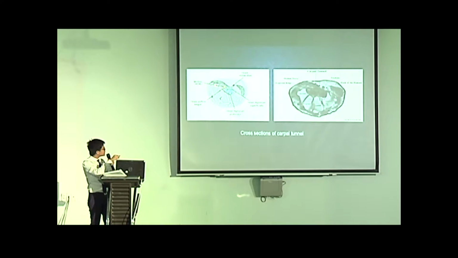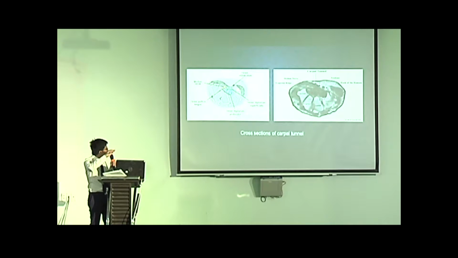You can see here the floor of the carpal tunnel. This is the retinaculum, and these are the carpal bones. You can see the contents of it: the median nerve, the flexor digitorum superficialis tendons, the flexor digitorum profundus tendons, and the flexor pollicis longus tendon.